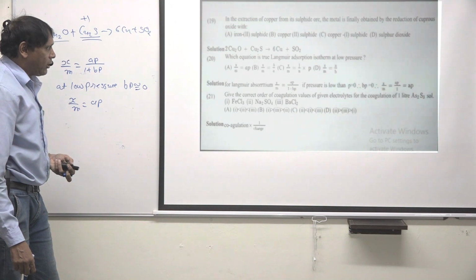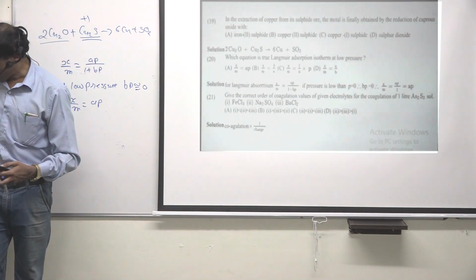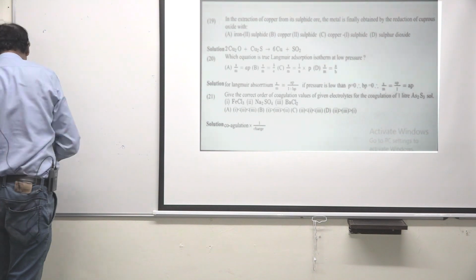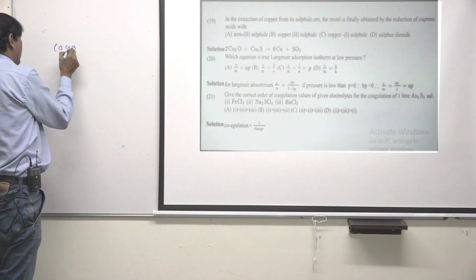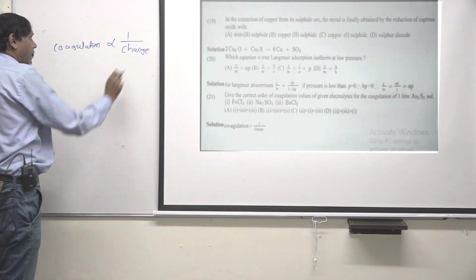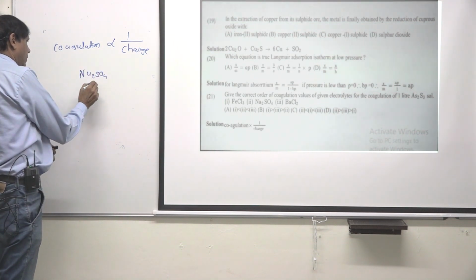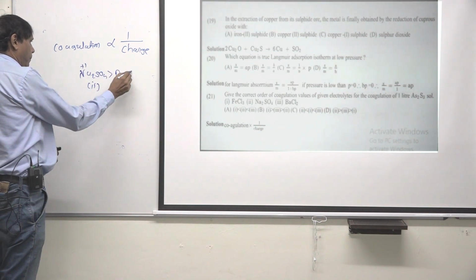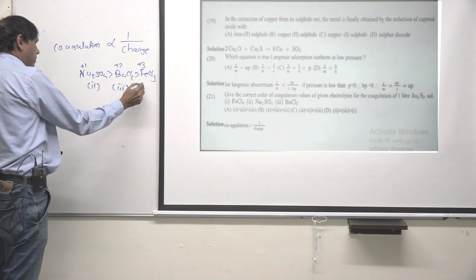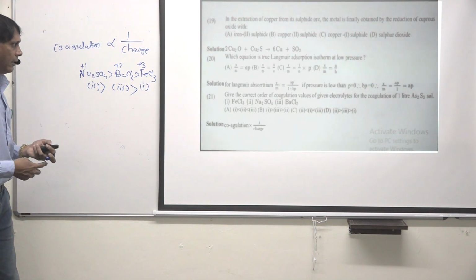Give the correct order of the coagulation value of the given electrolytes for the coagulation of 1 liter of arsenic sulfide sol. Okay. Now in this MCQ, we have to see that the coagulation power is inversely proportional to the charge. Now in our case, Na2SO4, that is second number, plus 1, which is greater than BaCl2, that should be third one, which is greater than FeCl3. Here it is plus 2, here it is plus 3, and in the statement it is 1. So this one is the correct 2, 3, 1. Okay. So that 2, 3, 1, D is the answer.